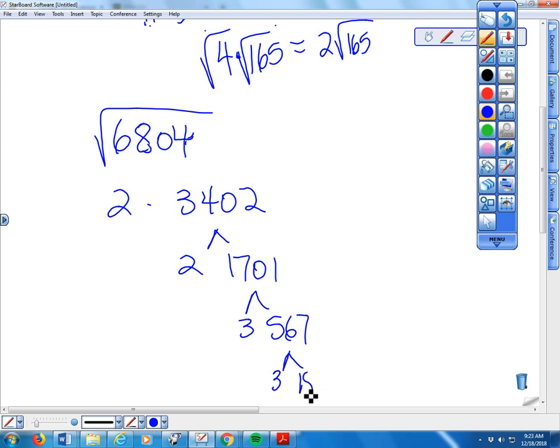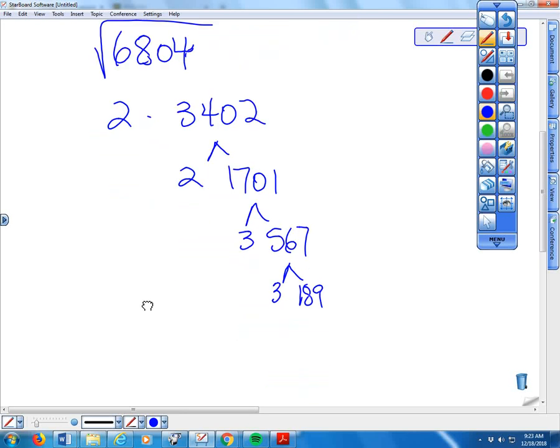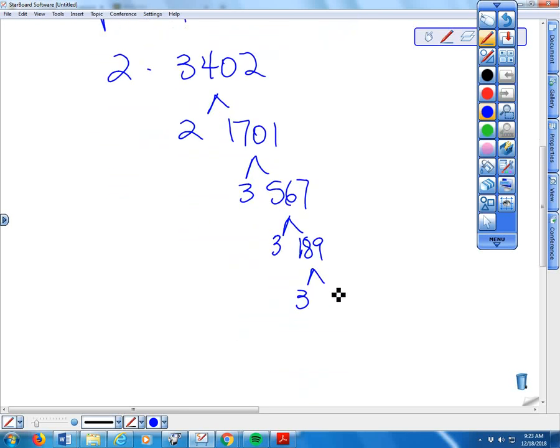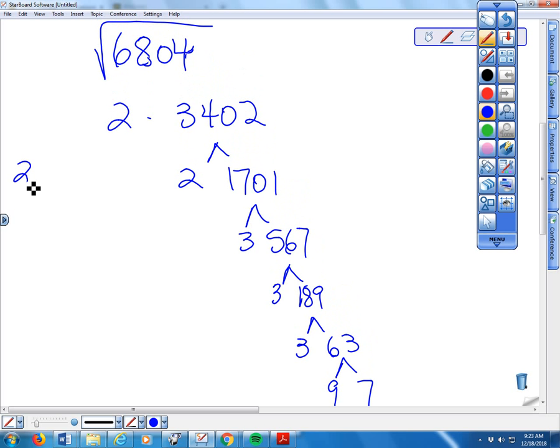Is 189 prime? No, it's not. What's that? 63 and 3. Okay, and 63 is 9 and 7, right? And 9 is a square. Yep. Okay, so my primes are, I'm going to start here with 2, 2, 3, 3, 3, 3, 7. Right?